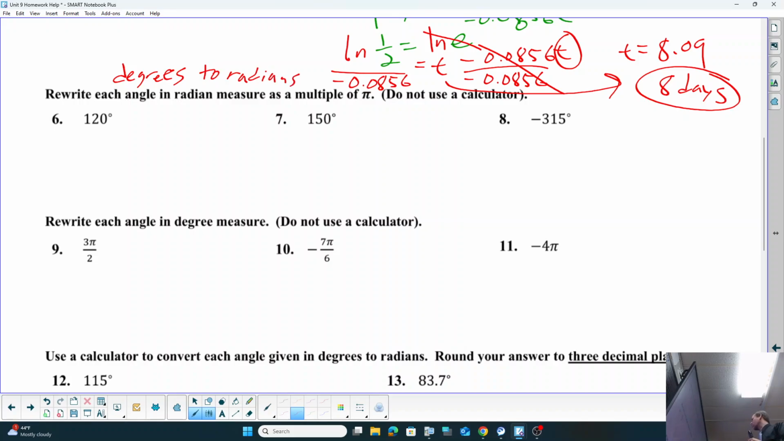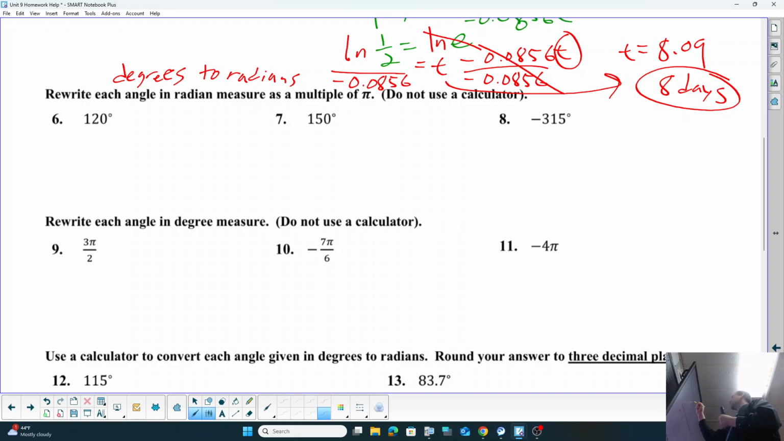Okay, so do not use your calculator. All you do is our formula that we taught you. Do you remember? We times by pi and divide by, what's the equivalent of pi in degrees? 180. It's just like converting inches to feet. Inches is smaller, feet's bigger. Degrees is smaller, radians is bigger.